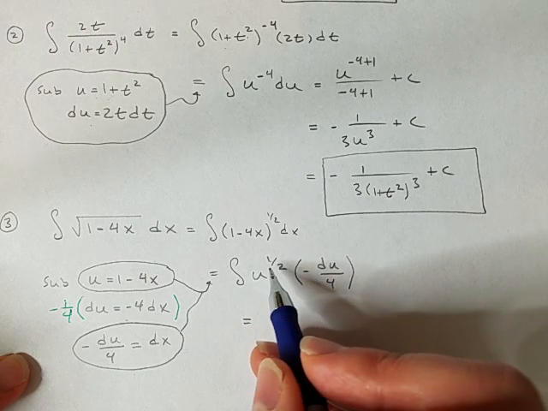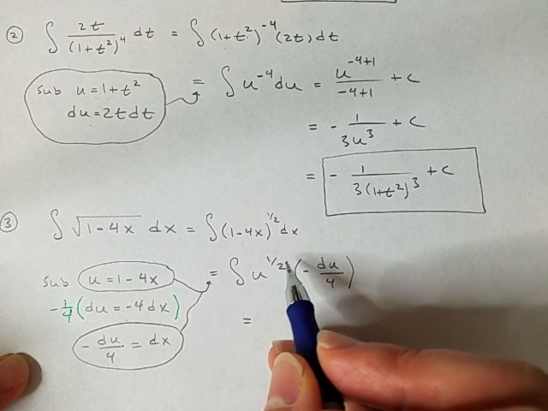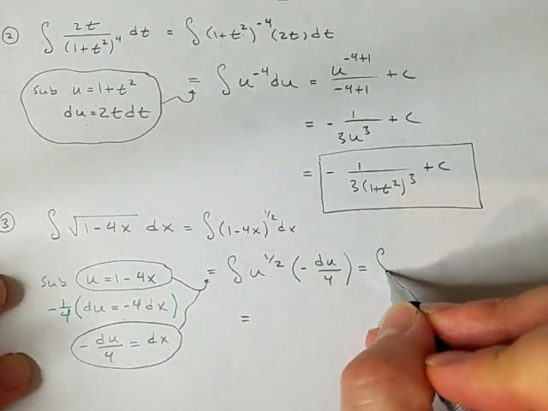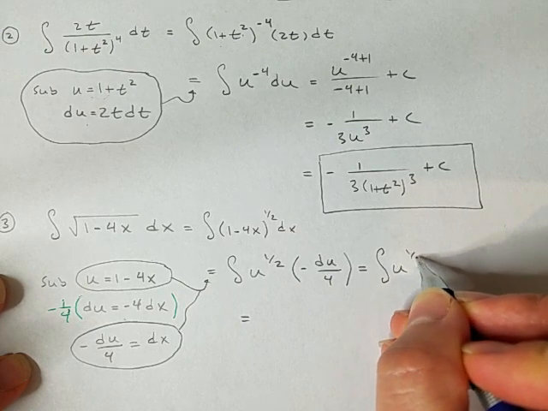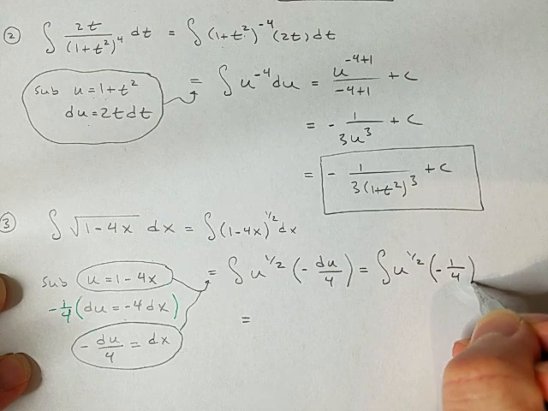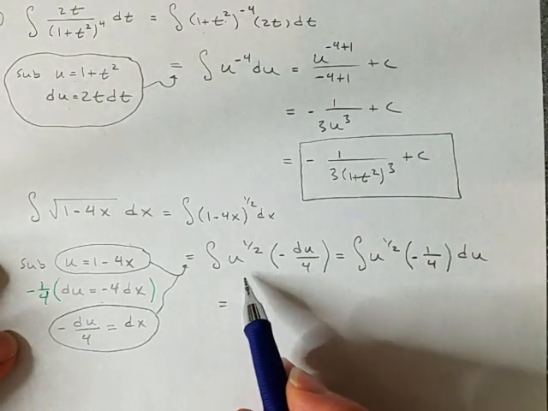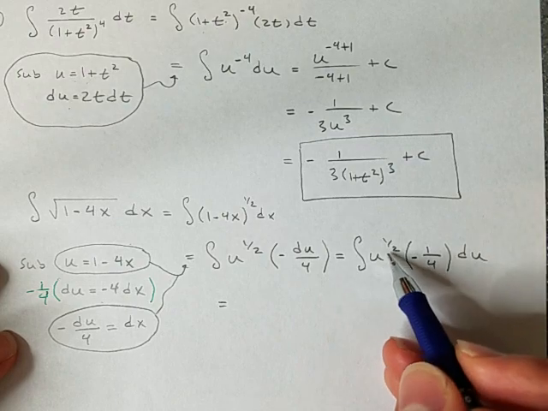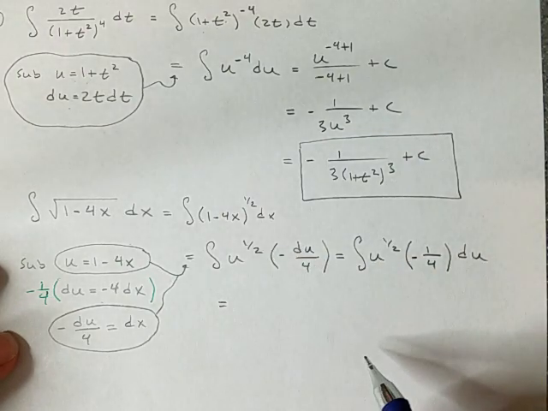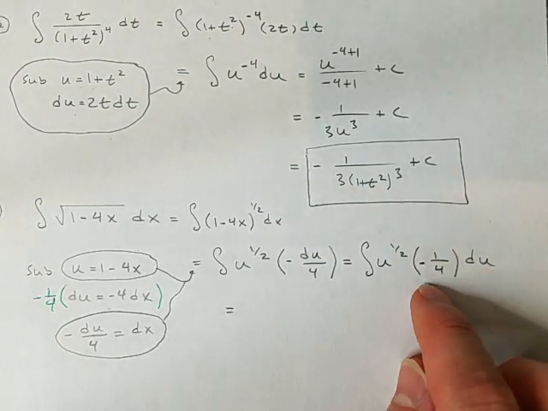That says u to the 1/2 times negative 1/4 times du. Okay, so now that, I don't want anybody to miss that. So I'm going to go ahead and write it intentionally. This is 3 things: u to the 1/2 times negative 1/4 times du. All right, what about that negative 1/4? Do we have any options for that?